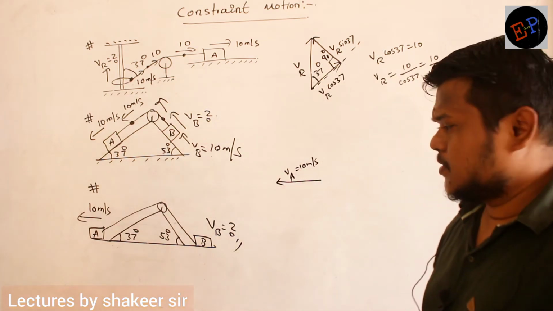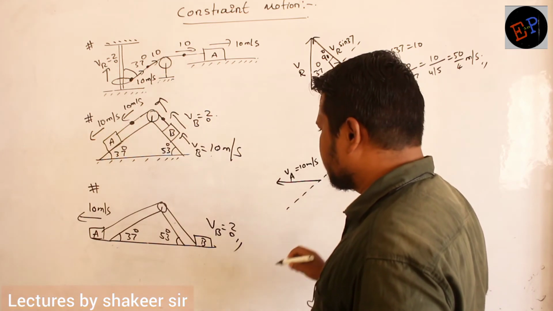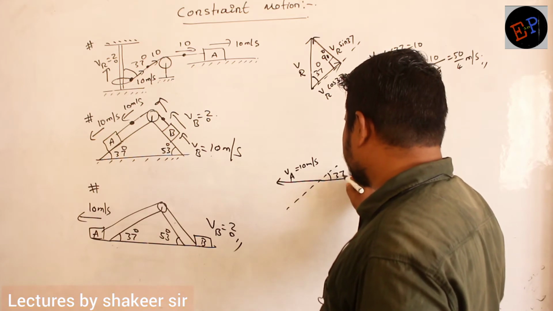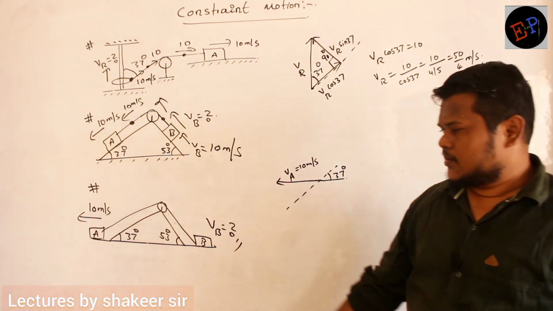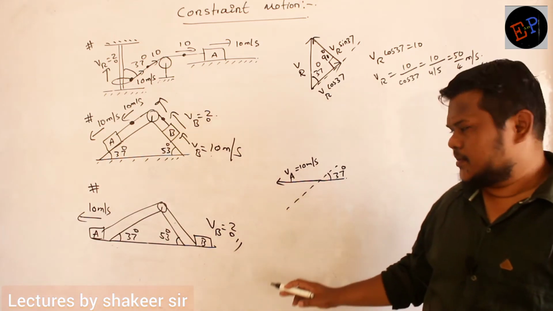That's all. Rope is present in which direction? Rope is present at an angle of 37. So where is that angle? This angle is 37. Correct only, no? Rope is present at what angle? It is present at an angle of 37 degrees.